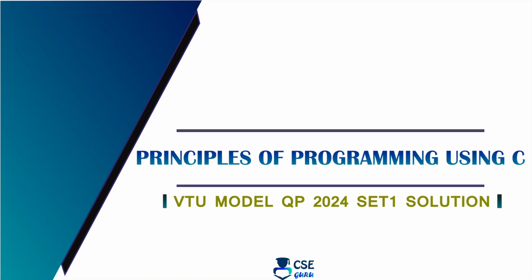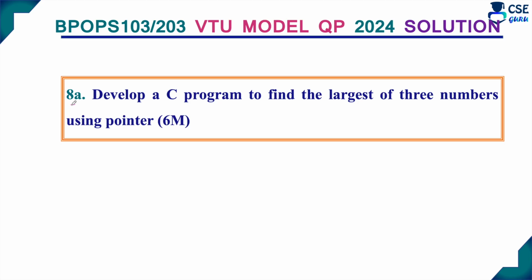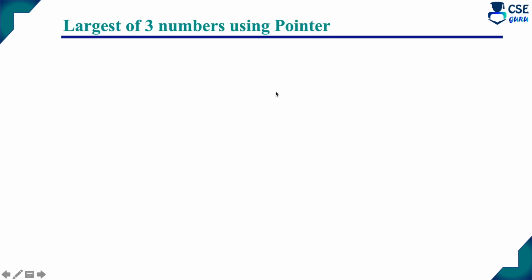2024 Set 1 Solution. Question number 8a. Develop a C program to find the largest of three numbers using pointer. This is a 6-mark question. So here, normally how will we implement the largest of three numbers? Here we need to input three numbers A, B and C. Three inputs we have to specify, and with these inputs we have to compare.